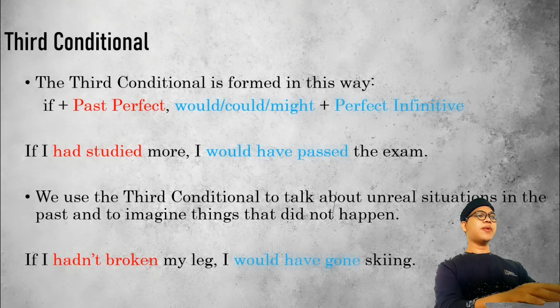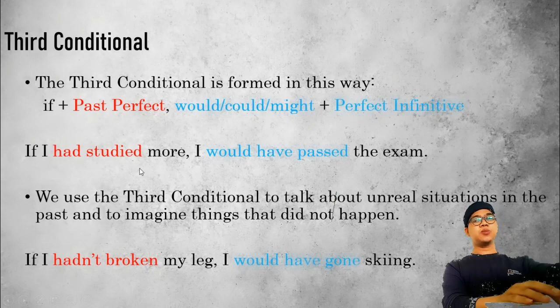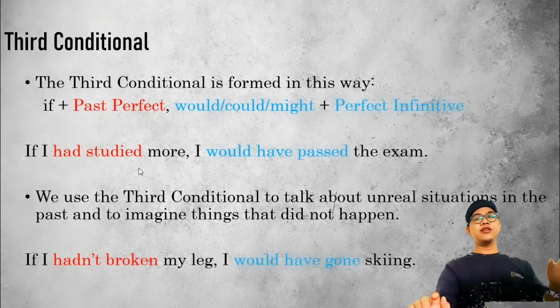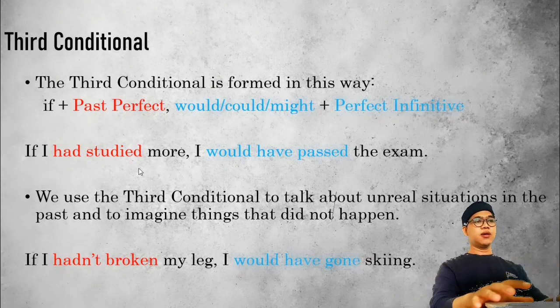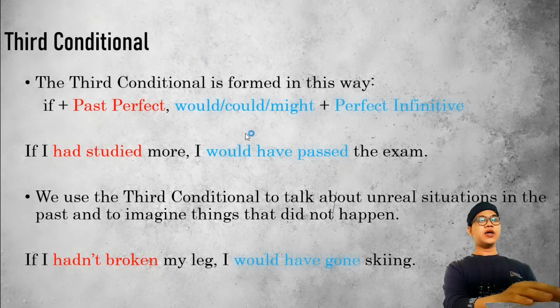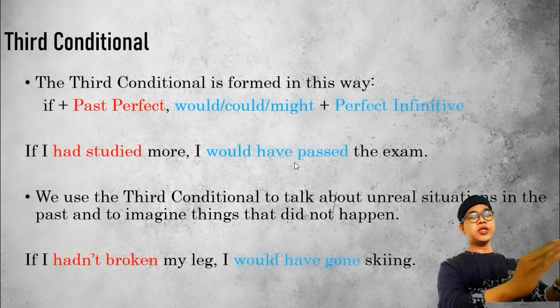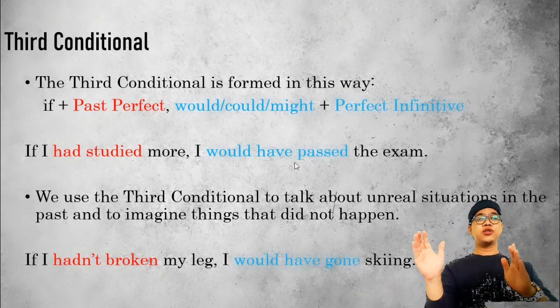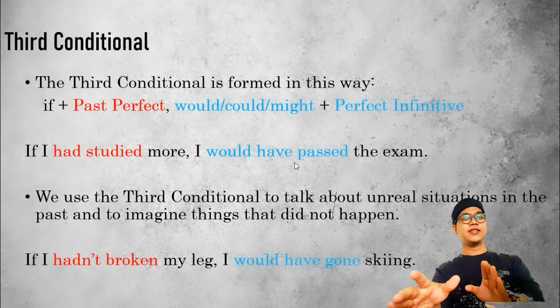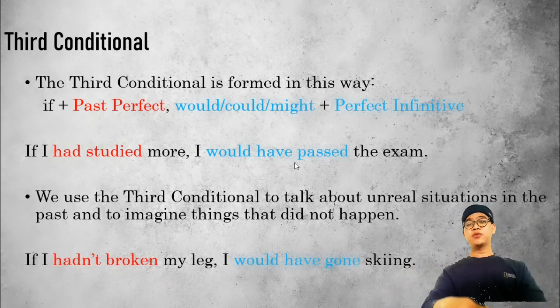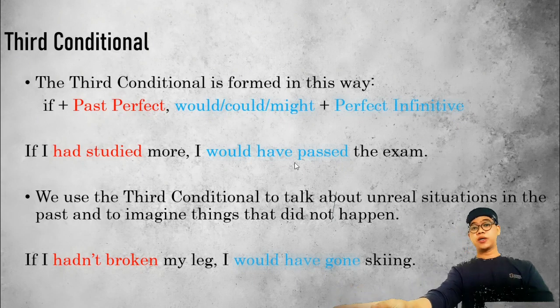For example, if I had studied more, I would have passed the exams. Had studied is past perfect. A lot of subjects use had. There's no other option like has or have. So in the past perfect, a lot of subjects use had. And then would have passed. Have passed here we call the perfect infinitive. So after you put would or could or might, you just have to put the perfect infinitive, like have passed the exam. After have, you have to put verb 3 also, or the past participle.